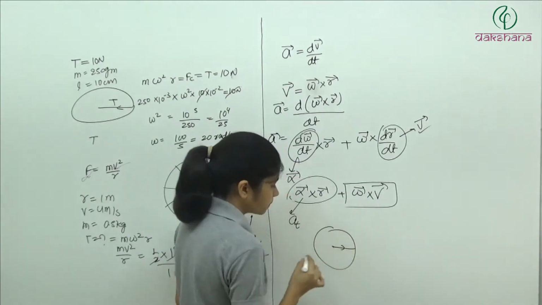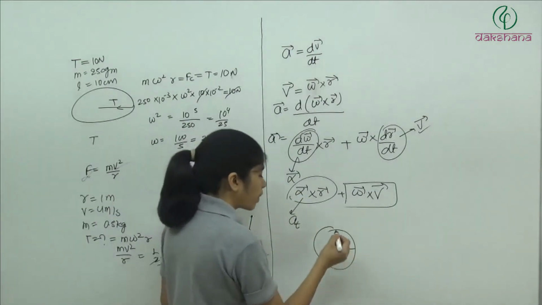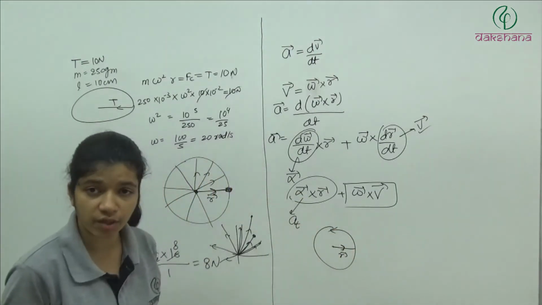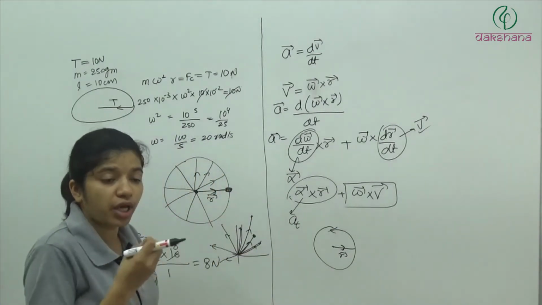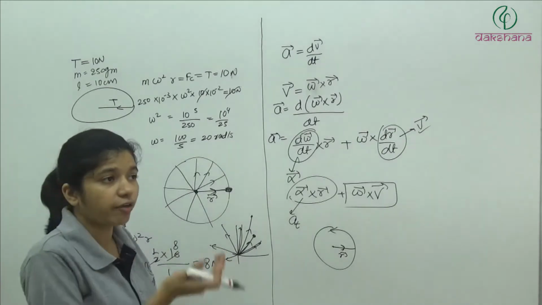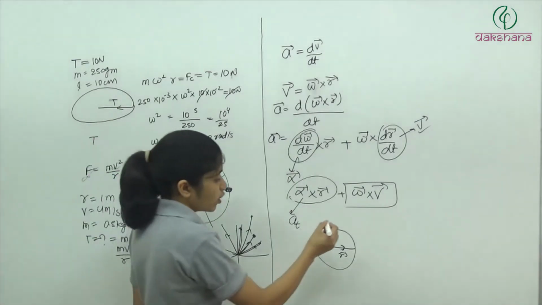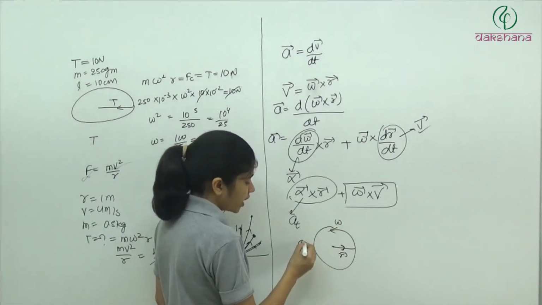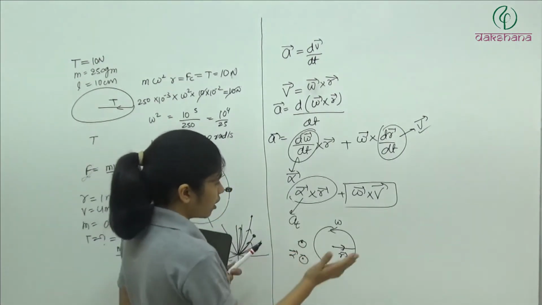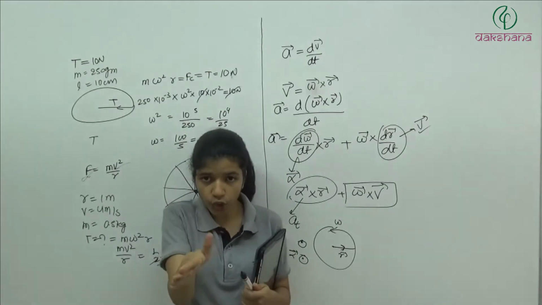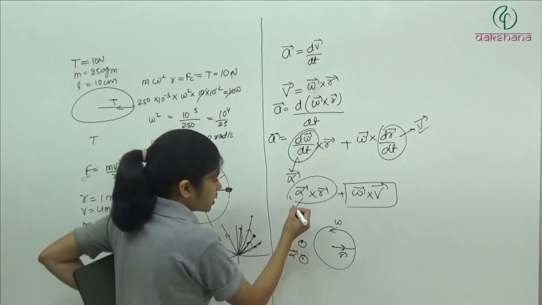This is the r vector. Now let's say alpha is positive, meaning alpha is in the same direction as omega. If velocity and acceleration are in the same direction, velocity will increase. If angular velocity and angular acceleration are in the same direction, angular velocity will increase. So let's say omega is like this, outward, and alpha is also outward. So if we do alpha cross r, which direction does it come? Upward. Alpha cross r, this is a tangential.